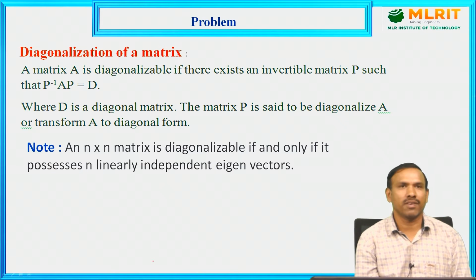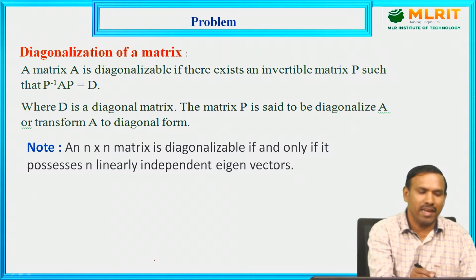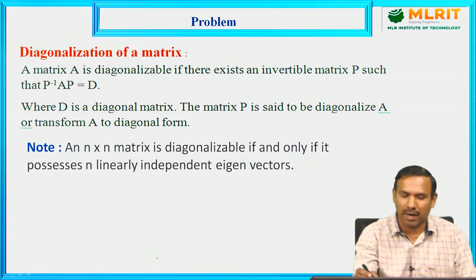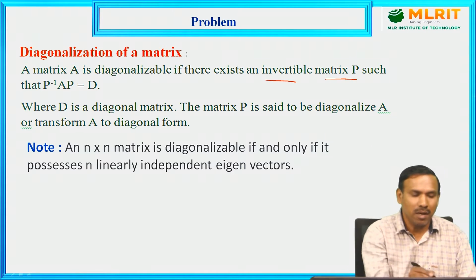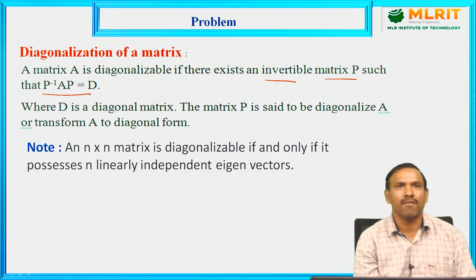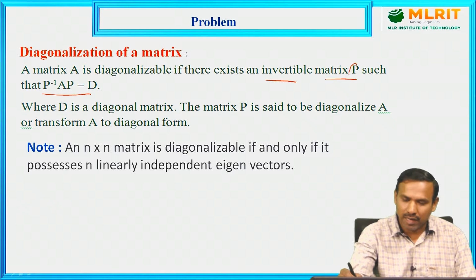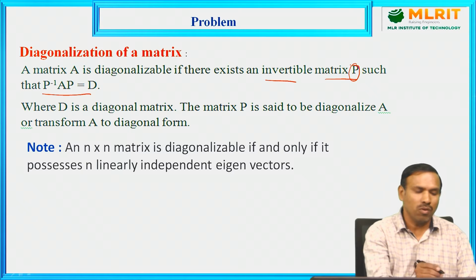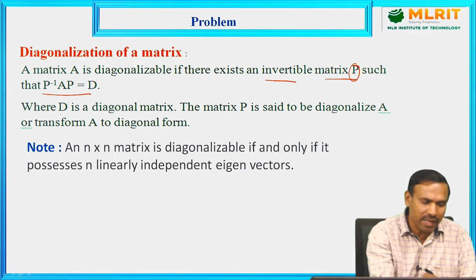Here, let us first discuss the definition of diagonalization. A matrix A is diagonalizable if there exists an invertible matrix P such that P inverse A P will become a diagonal matrix. So here we are taking a matrix P such that P inverse AP will become a diagonal matrix. What is the P and how to do the diagonalization? Let us discuss. Here D is a diagonal matrix.